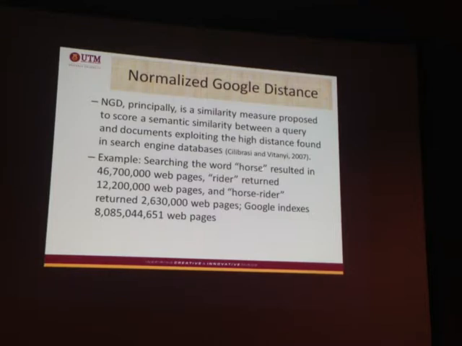For example, if we search the term horse in Google, I got 47 billion web pages, this is the number of retrieved data. Also, we try to find rider, it retrieved 12 billion web pages, and for the relation between both of them, we found 2 billion. At that time, Google indexed 8 billion web pages, or 8 million.